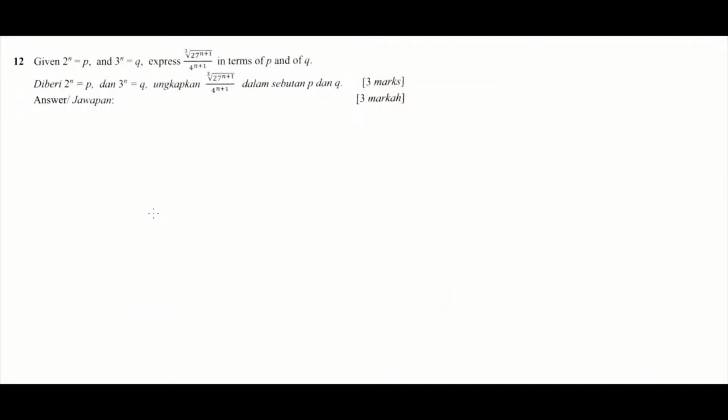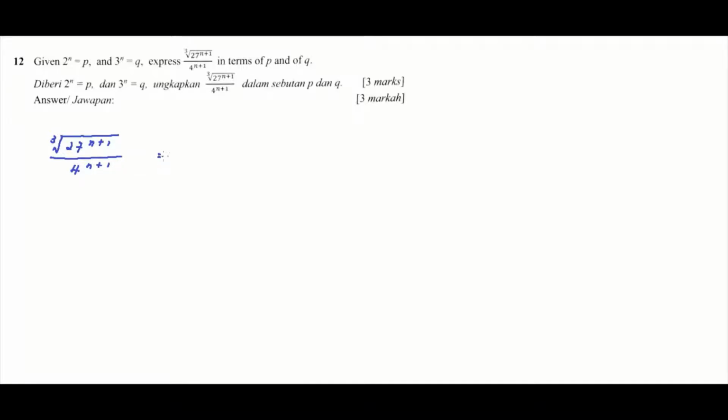Number 12. Given that 2 to the power of n is p and 3 to the power of n is q, express this in terms of p and q. So this is an indices question. Let us copy down the expression given here that they want us to solve. It's a cube root, and then divide by 4 to the power of n plus 1.